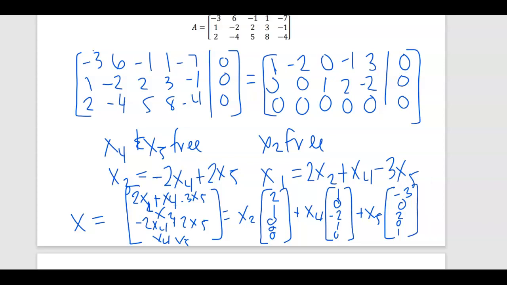Now, one thing that we can do is give each one of these vectors a new name. We could call this vector u, this vector v, and this vector w. And so we could say that x as the spanning set is x2 times the u vector plus x4 times the v vector plus x5 times our w vector. And then any linear combination of this, for any values of x2, x4, x5, since those are free variables, would all end up being in the null space of A.